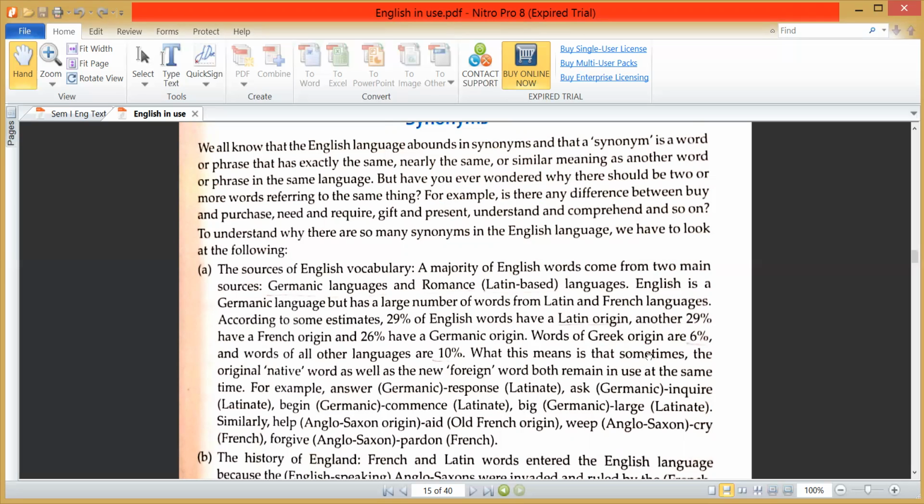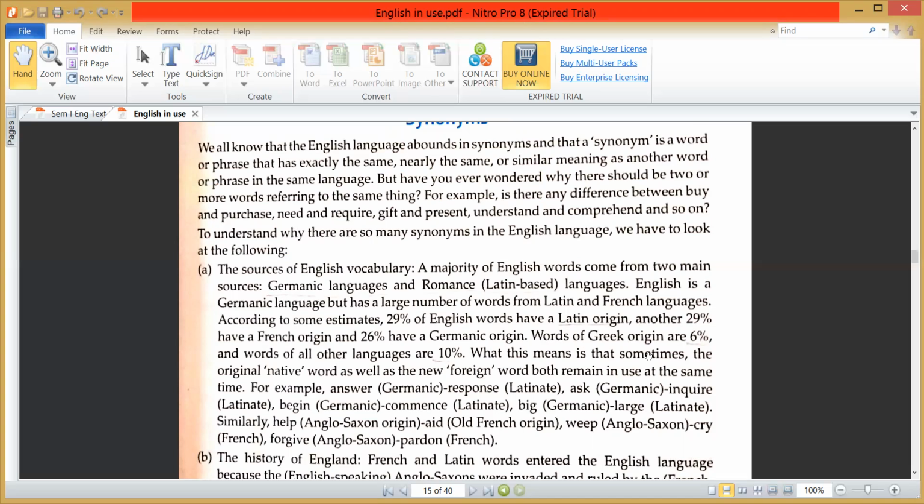So here we can see the percentage of English words: 29% have been borrowed from Latin, 29% from French, and then 26% from Germanic origin. So this is the percentage of words which have been borrowed from foreign languages into English.